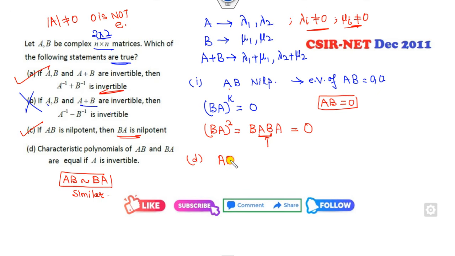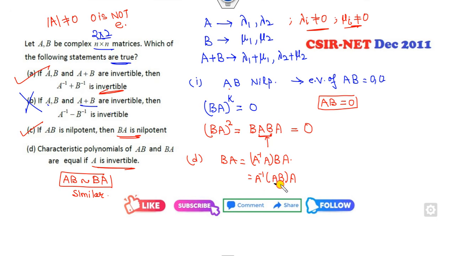Now you can see how I can write this AB. I can start from the BA, for example. Can I write this in this manner? Fine. I can write this as A inverse times AB times A. Why? Because A is invertible, as given.